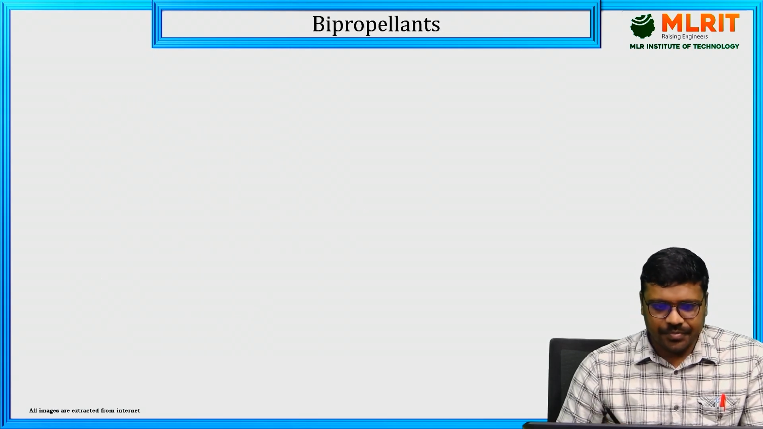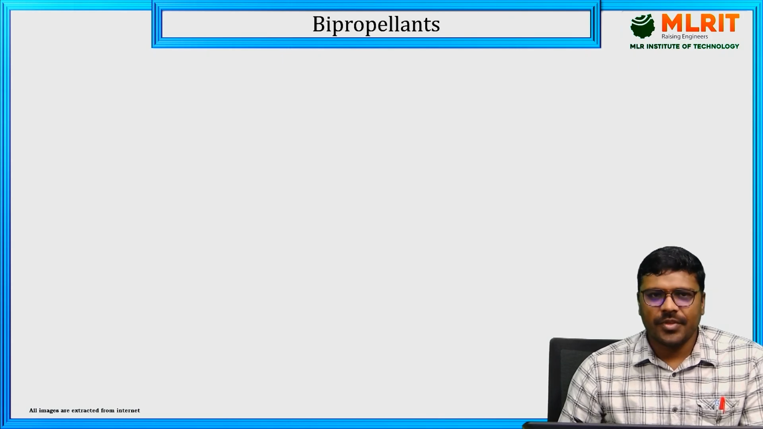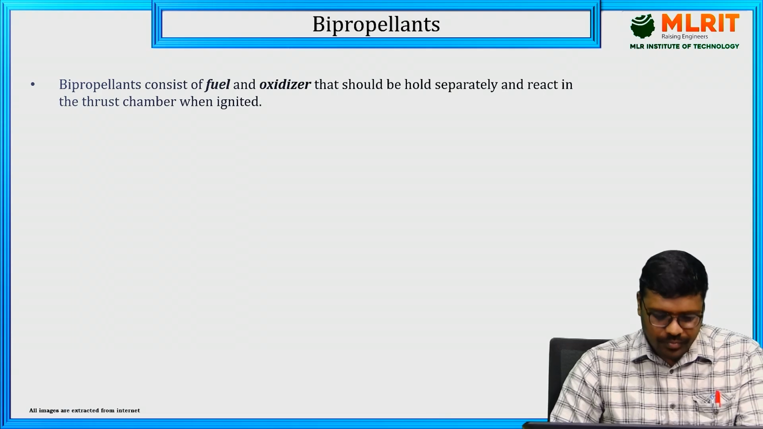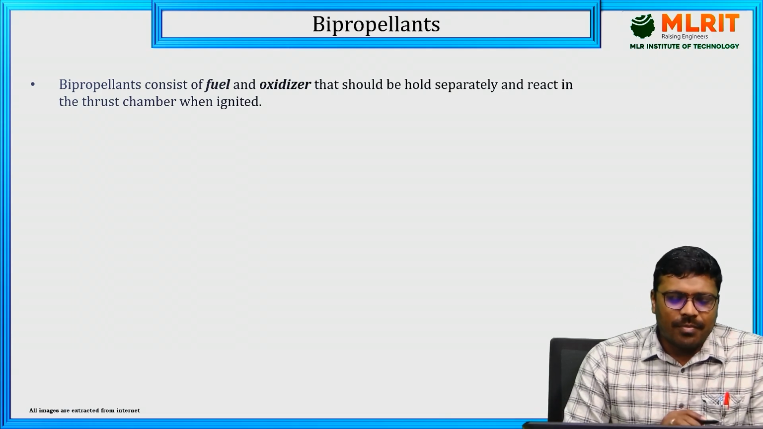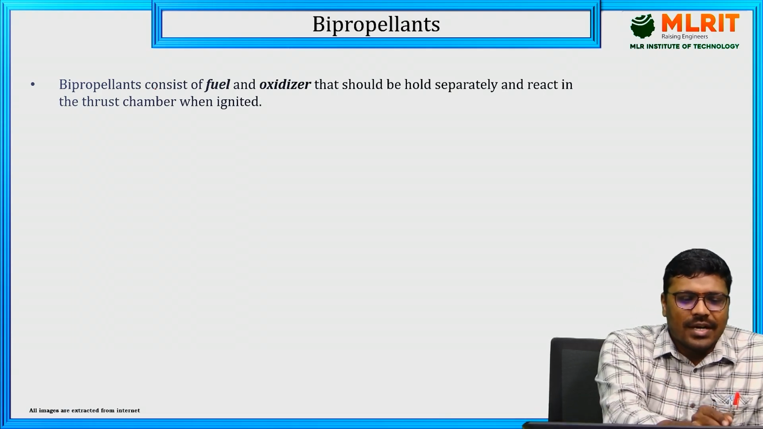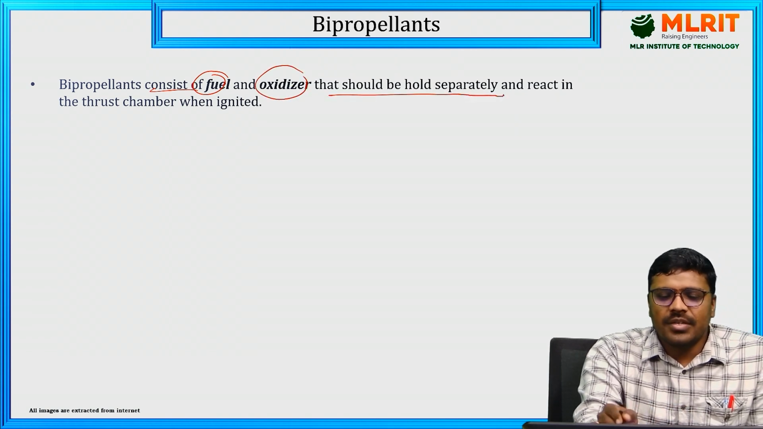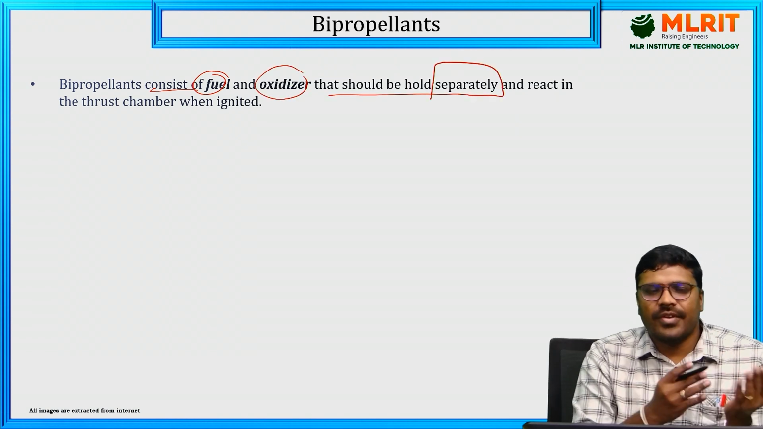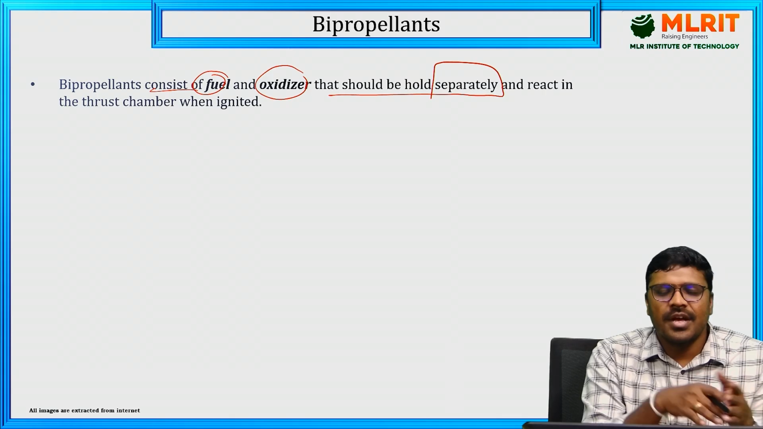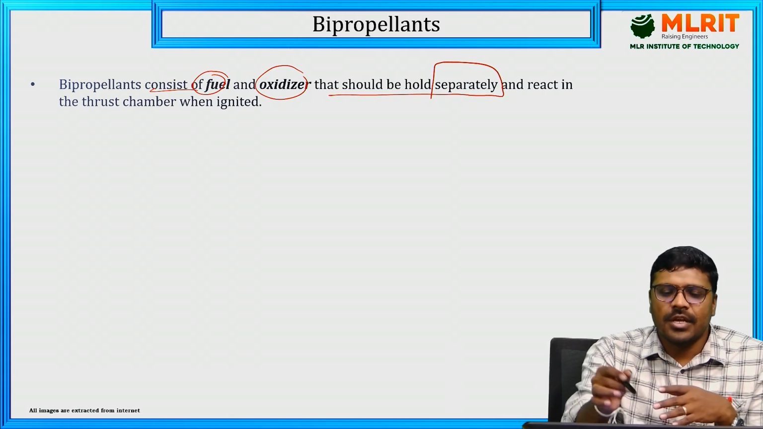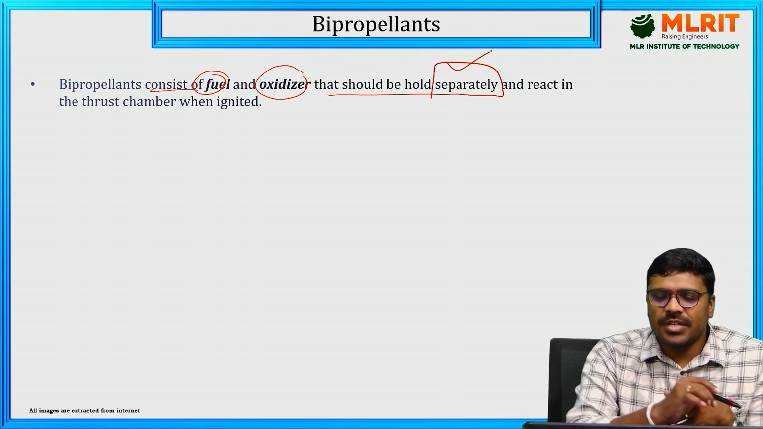The next one is bipropellant. Bipropellants consist of a fuel and an oxidizer that should be held separately. Fuel will be a separate substance, and oxidizer will be a separate substance. So we have to store them separately.